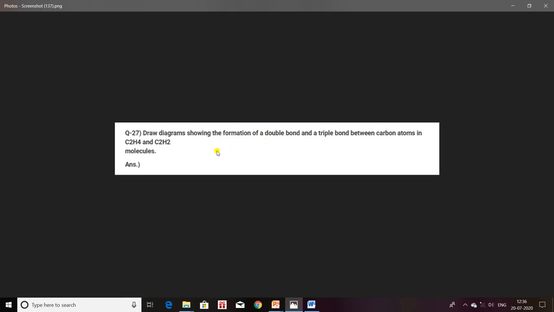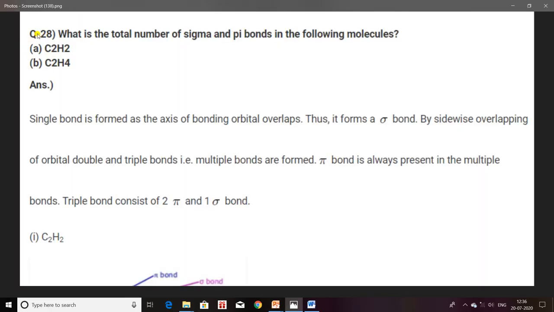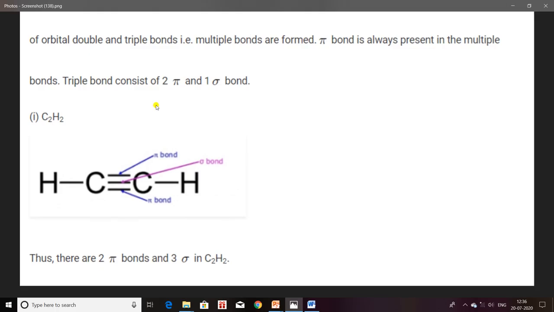You can see that. In question number 28, you have to tell how many sigma and pi bonds are present in C2H2. The structure of C2H2 has a triple bond between the carbon-carbon atoms and each carbon forms a single bond with a hydrogen atom.